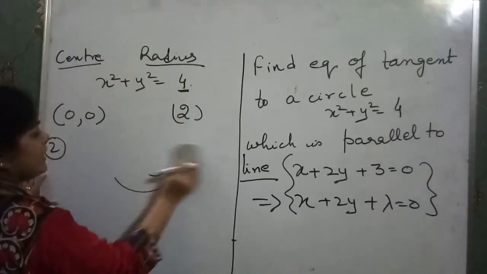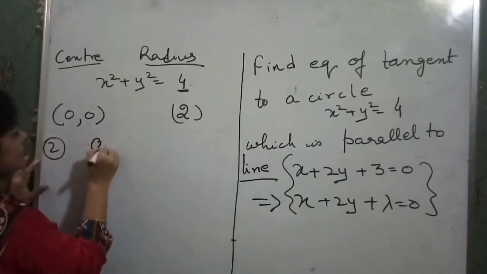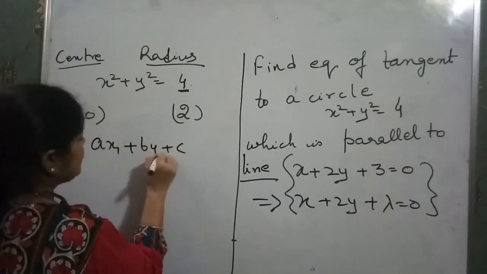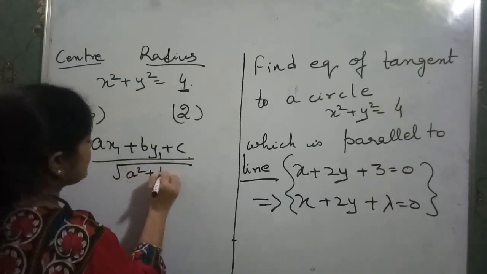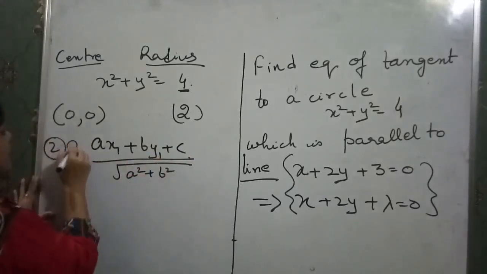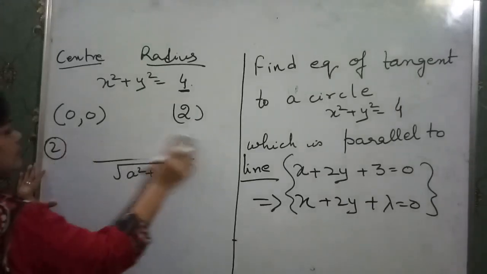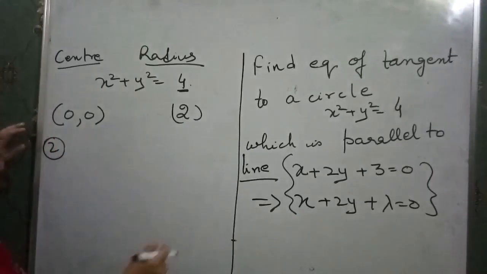How will you find the perpendicular distance? The formula for that, let me remind you, is (ax1 plus by1 plus c) over under root a square plus b square. This is the formula for perpendicular distance. I think you remember it. Okay, now just proceed with the perpendicular distance from this line.